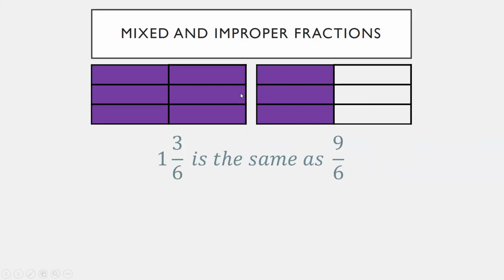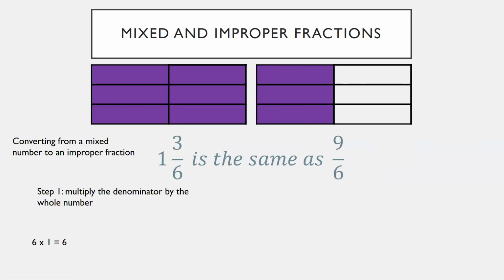So this picture here, I've got 1 full shape shaded in and 3 bits left over, or I have 9 shaded bits altogether. And the 6 is the same on both because the shapes are split into 6 pieces. So if I want to convert from a mixed number, the first thing we want to do is multiply the denominator by the whole number. So 6 times 1, that gives us 6. And then we add on the top number. So 6 plus 3 gives us 9. That's where this 9 over here has come from.